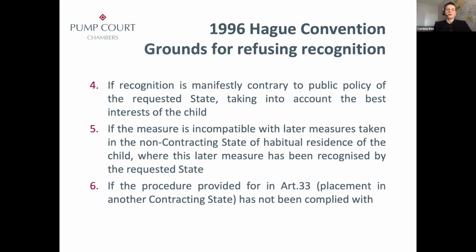It's, I think, quite a high test, this manifestly contrary. The fifth ground is if the measure is incompatible with later measures taken in the non-contracting state of habitual residence of the child, where this later measure has been recognised by the requested state. And if the procedure provided for in Article 33 has not been complied with, is the sixth ground on which recognition may be refused. And Article 33 deals with placement in another contracting state. I'll mention that in a moment.